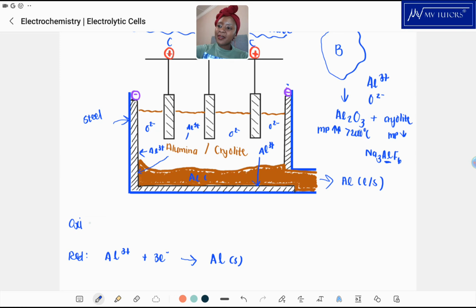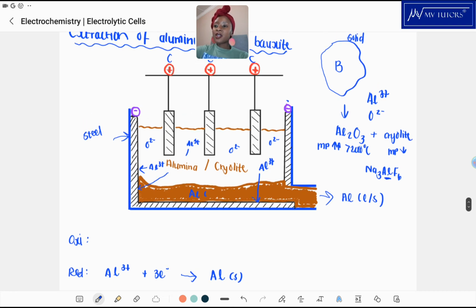And then at the anode, what is oxidized exactly? You have your oxide ions, and they will be oxidized at the anode. So your oxygen ions go there to be oxidized at the anode. And what happens then? If they get oxidized, then you end up having oxygen gas.